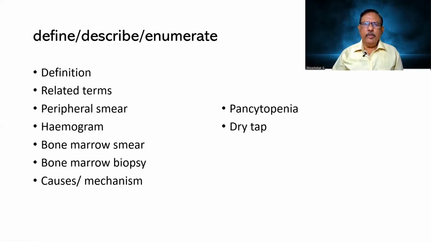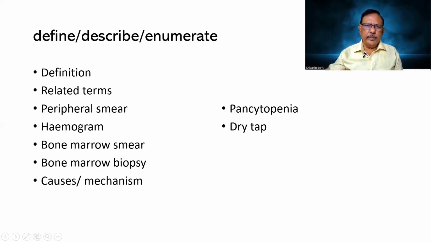Always, you people should be able to define, describe, and enumerate. So a definition, what is an aplastic anemia? Literally speaking, there is no proliferation at all. And what are the other related terms in it? For example, hypoplasia. Sometimes we will not give a diagnosis of aplastic anemia, but a hypoplastic marrow. Pancytopenia, maturation arrest. These are all certain terms which we should know.